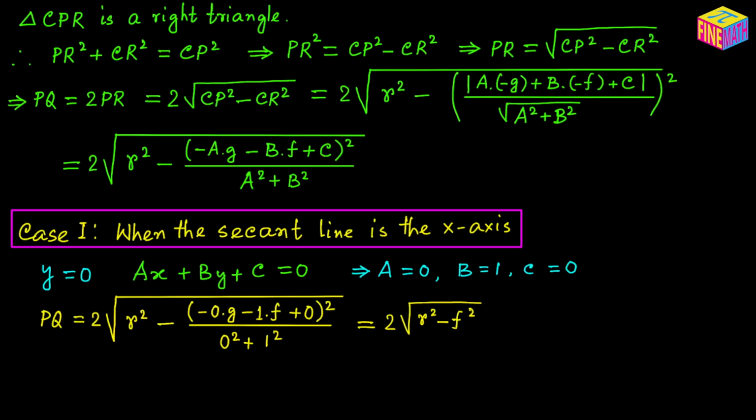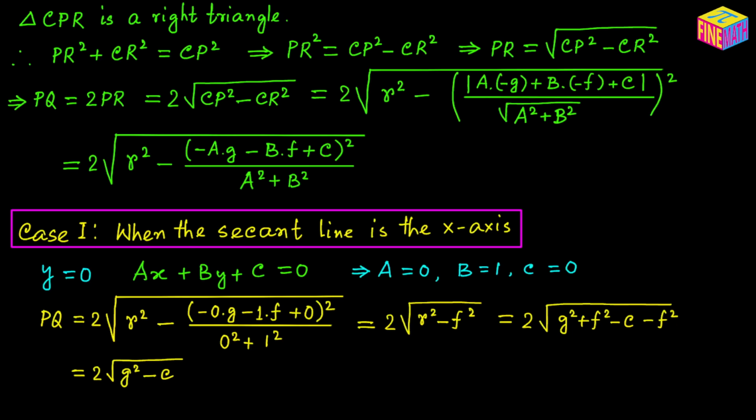And now let's plug in the value of r squared. We know r is equal to square root of g squared plus f squared minus c. So r squared will be just g squared plus f squared minus c. And then also we have a negative f squared there. So the value of PQ is going to look like this. And then you see the positive f squared and the negative f squared, they will cancel out each other, and we are going to be left with 2 times square root of g squared minus c. So this is the length of the intercept of the x-axis on this circle. If the circle cuts the x-axis, then this will be the length.